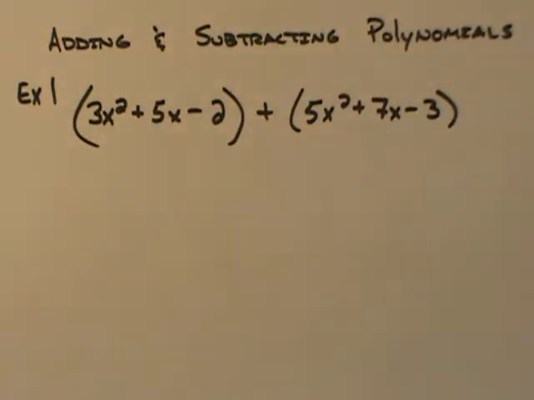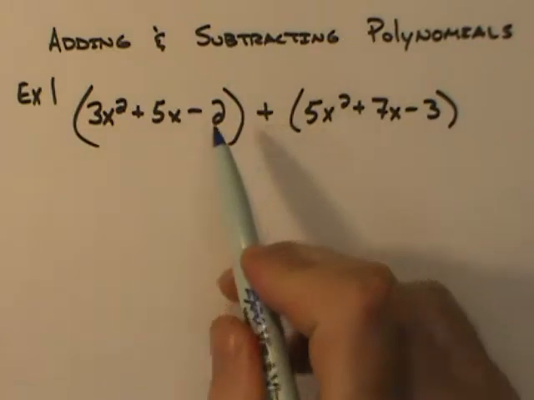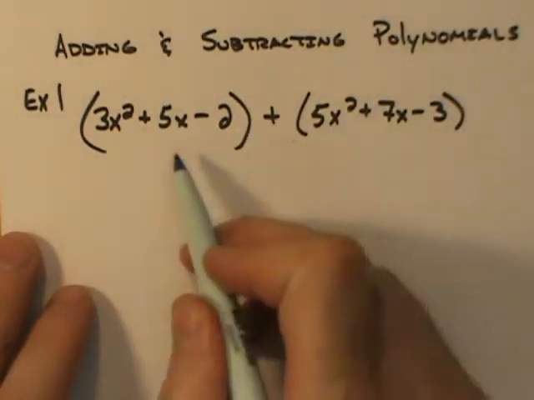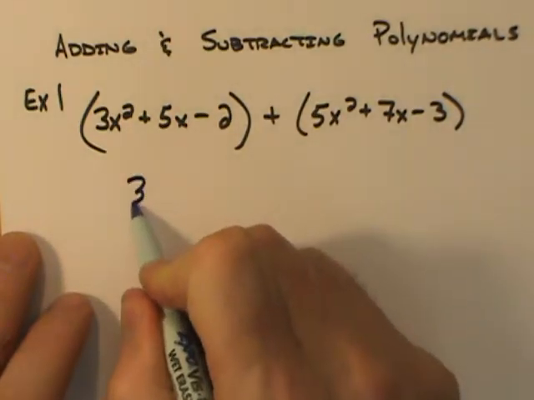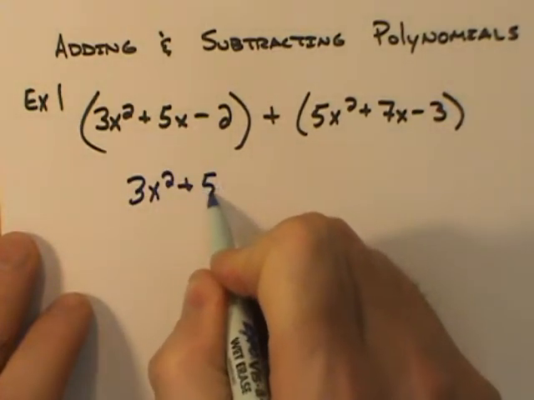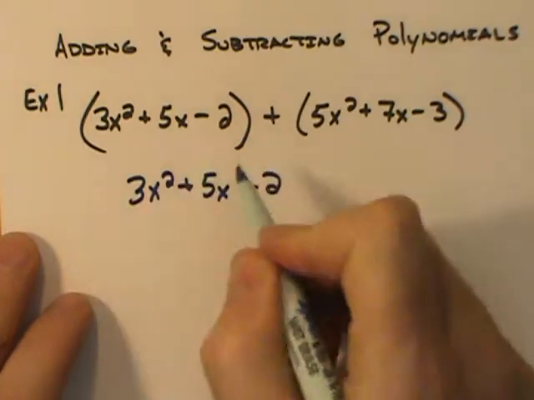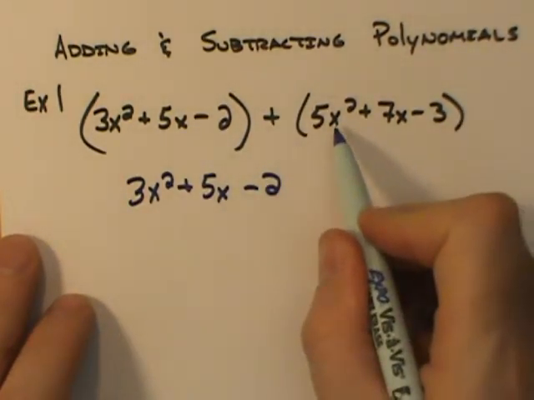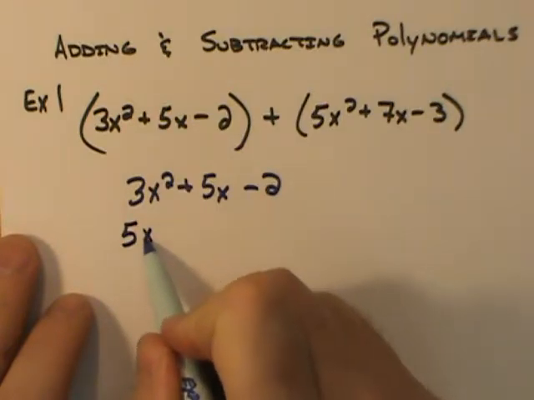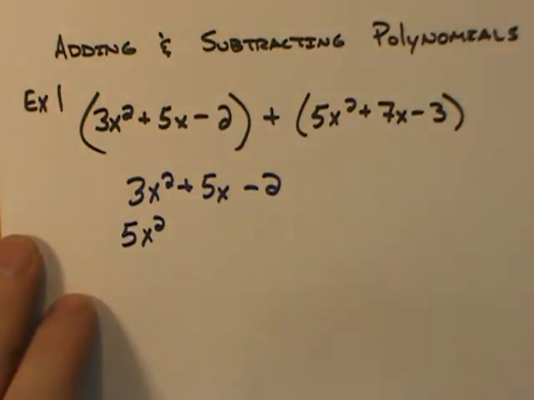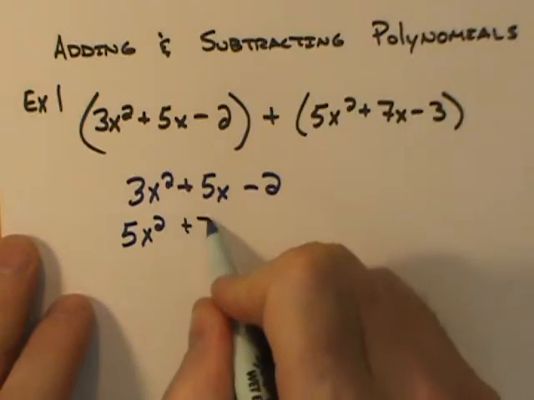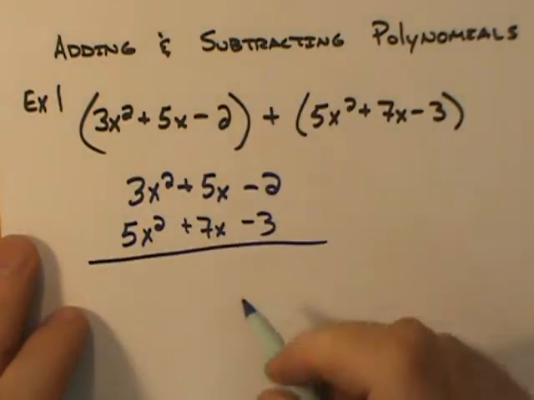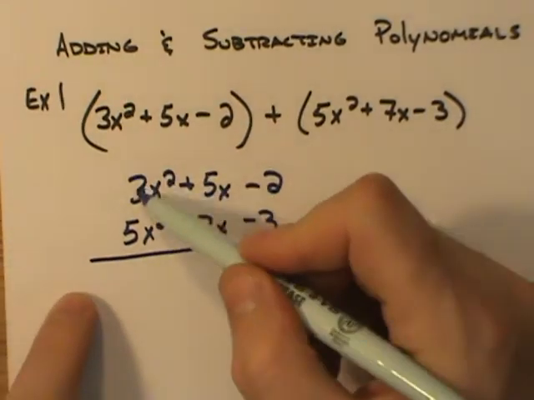And so as we look at this first example, they're asking me to add these two sets of terms. And so I want to line like terms up. I'm going to say 3x squared plus 5x minus 2. That's the first set of terms. Plus means I'm just going to add these up. X squareds go with x squared. So it would be 5x squared, 7x, minus 3. Because I'm adding, we'll just go ahead and add these things straight up.